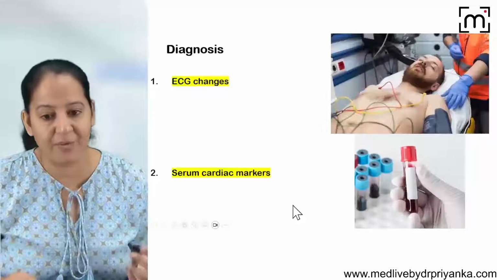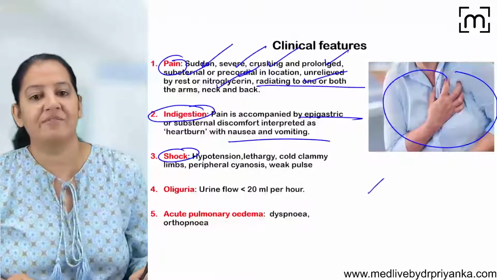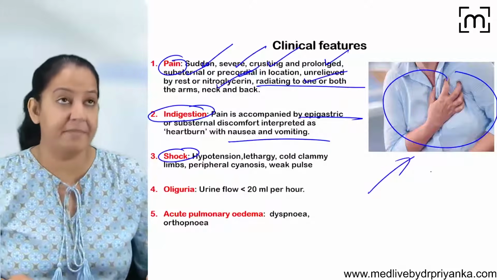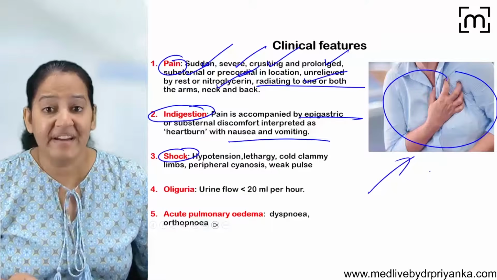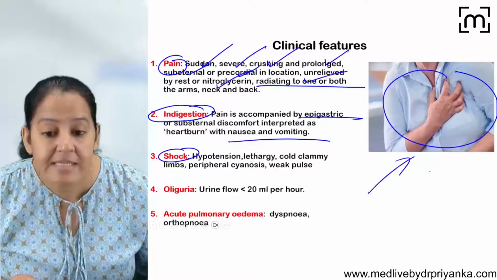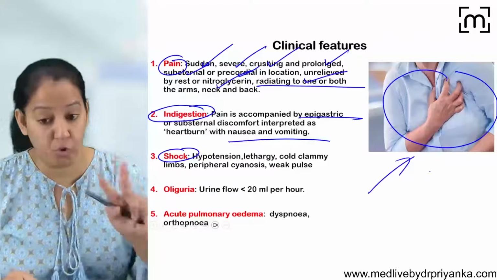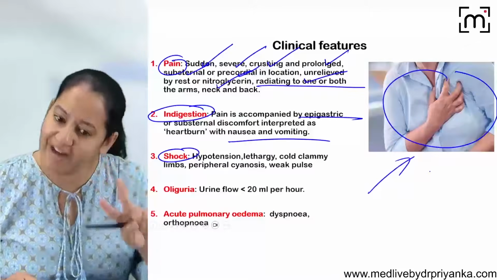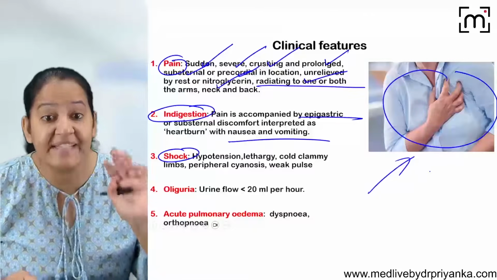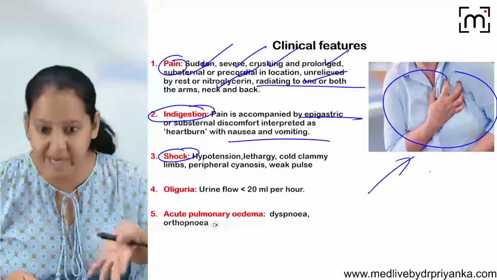Now, how will you do the diagnosis of this patient? Suppose this patient is in front of me in the night, in emergency or anytime. This patient is in front of me and I'm suspecting it's a case of MI. It's a medical emergency. You do 2 investigations only. Don't waste your time in unnecessary investigation. You do only 2 investigations urgently. It's an emergency condition. MI, you can save the patient.